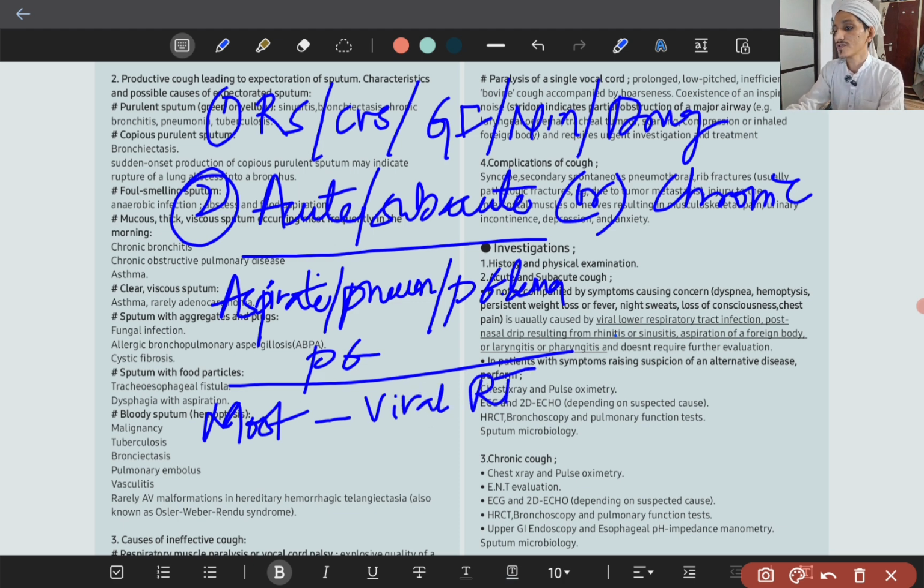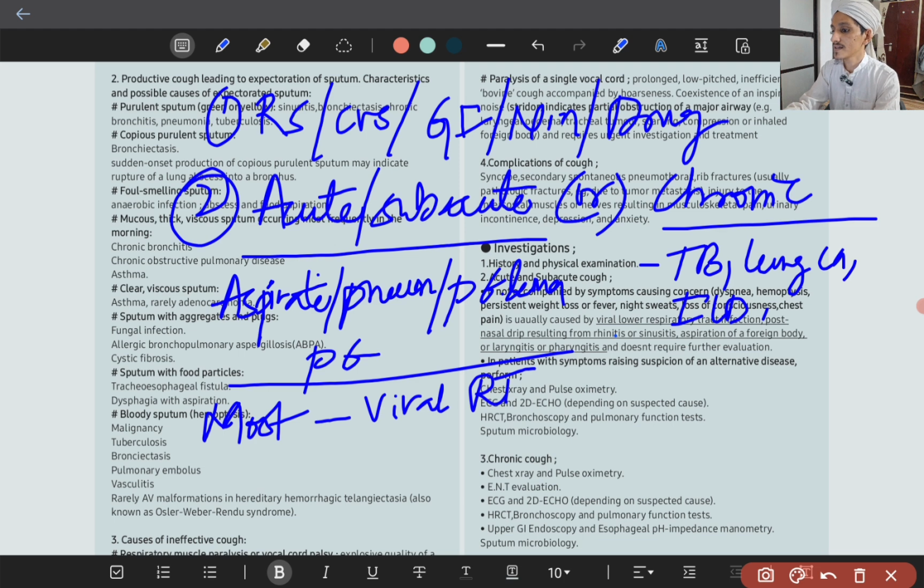In chronic cough, the most common causes in India are tuberculosis, lung carcinoma, interstitial lung disease, and bronchiectasis. Now, we will take history, do examination, and perform investigations based upon the history and examination. If you don't find any pathology, then most likely the cause can be cough variant asthma.